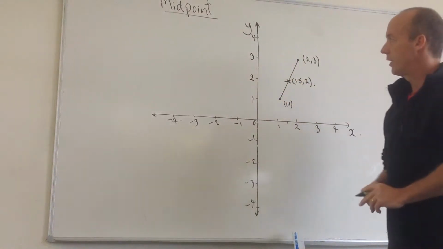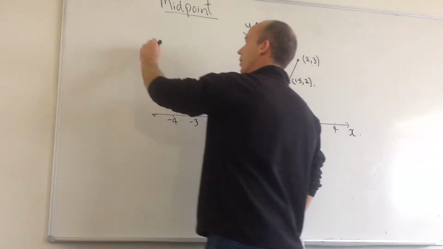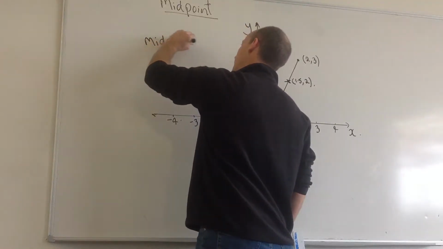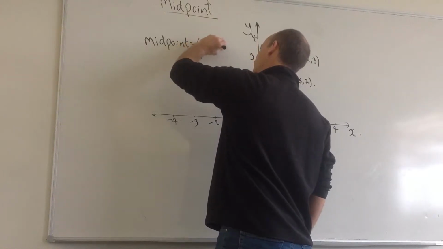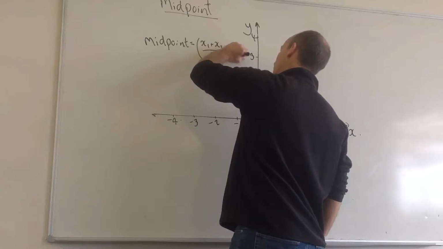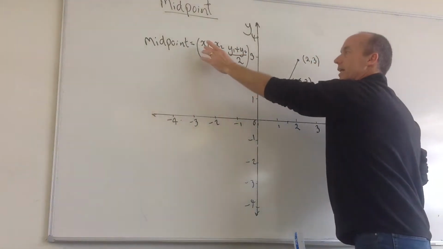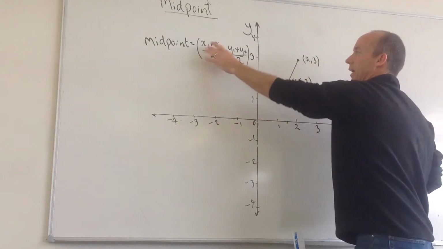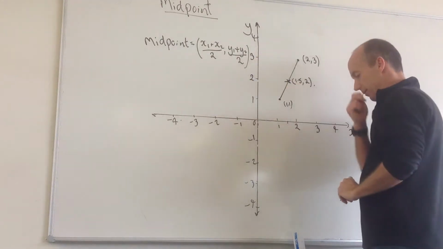There's a formula that we can use to help us with that. So the midpoint is given by this formula. So the midpoint is equal to x1 plus x2 divided by 2 and y1 plus y2 divided by 2. So what that's doing is taking the average of this x value and this x value, so we add them up and divide by 2 to get the average, and doing the same thing for the y values.